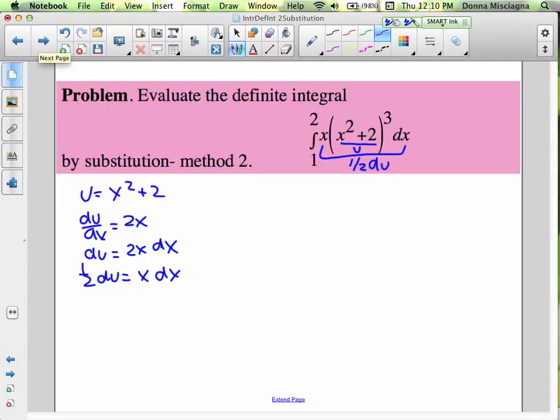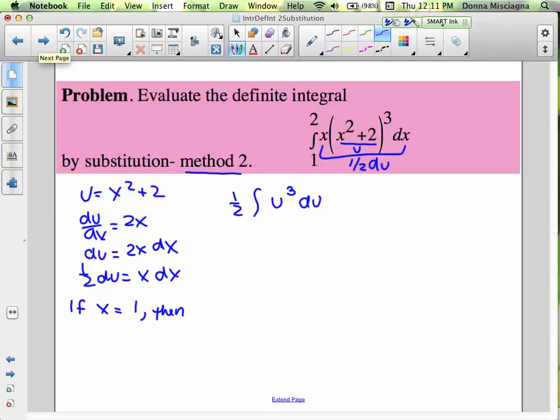If we're using method 2, we'll change the limits. So if x equals 1, then, and actually I'm going to do this right away. So this is going to be, we have the 1/2 coming out, and we have u cubed du. So let's just rewrite that right away. Everyone okay with that?